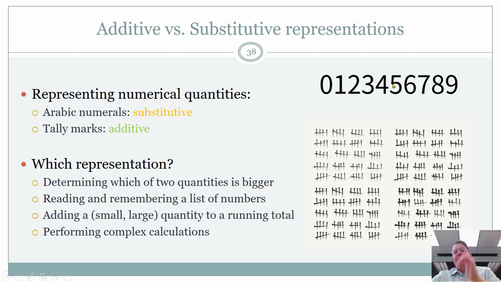Complex calculations like 45.9 divided by 37 are done more effectively with our symbols and the additional sorts of tricks that we have developed mathematically over human history.